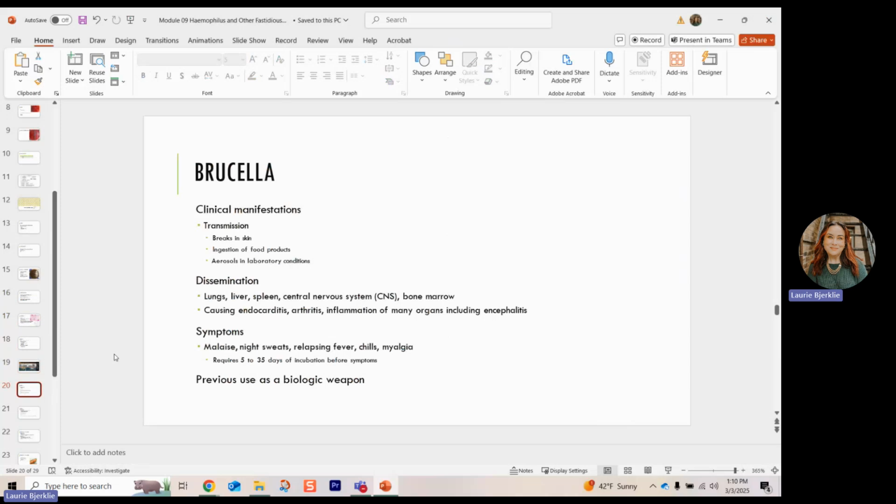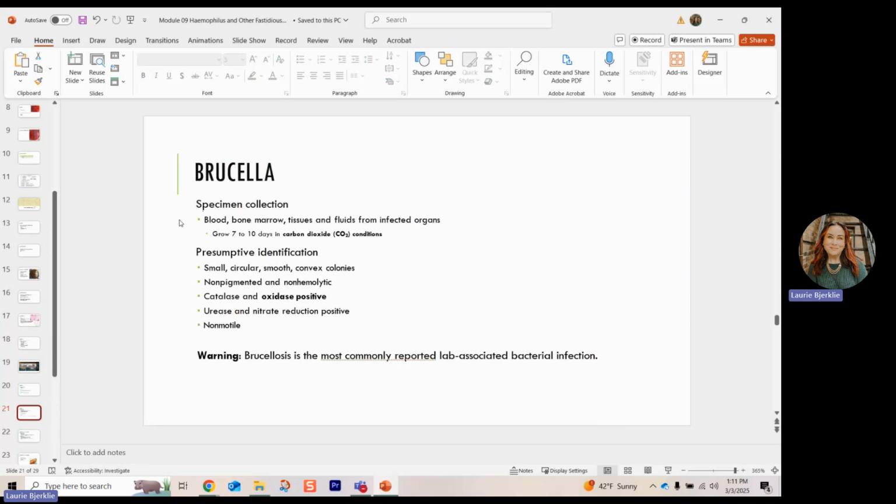So Brucella can be transmitted through breaks in the skin, or by ingesting those food products. Like I said, if you're drinking unpasteurized milk, or through aerosols in lab conditions, that's why it's essential to get it under a level 3. Once you get that infection inside of you, it disseminates quickly. It spreads throughout your different organ systems and causes damage and inflammation to those organs: lungs, liver, spleen, central nervous system, bone marrow, and it's causing all sorts of inflammation and damage to those sites. So again, it was previously used as a biologic weapon. It is still thought of as a biologic weapon. It can always come up again as a biologic weapon.